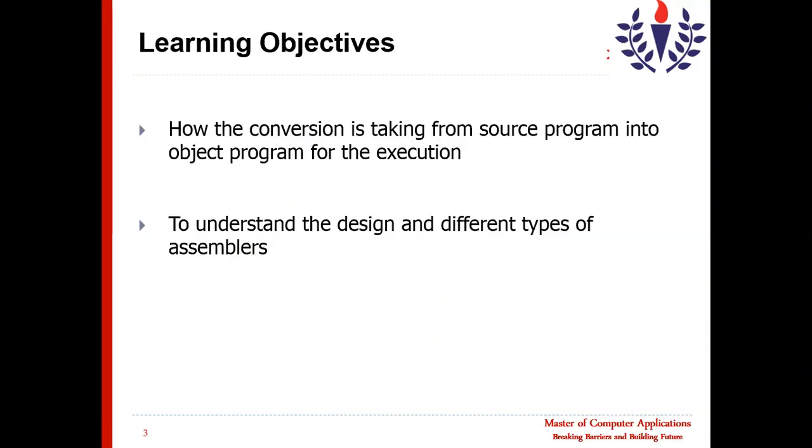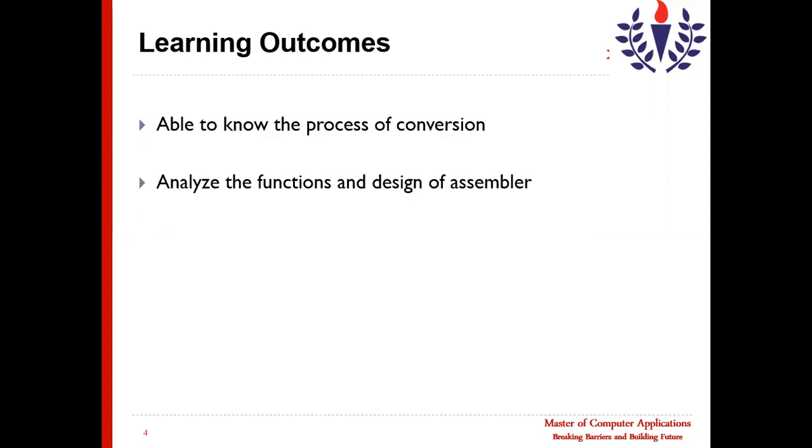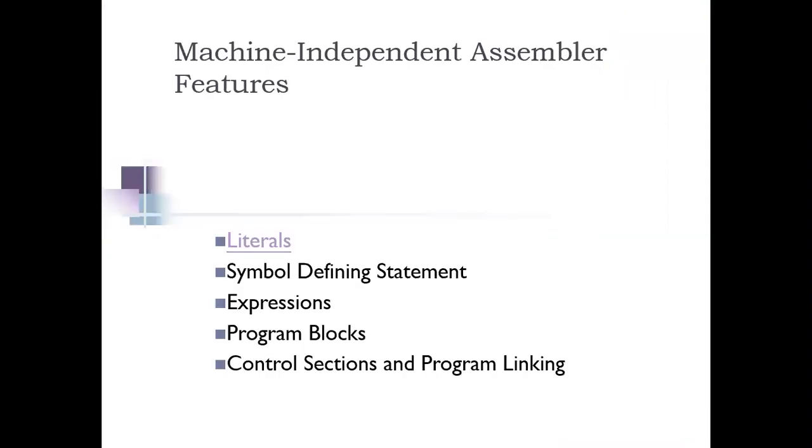So our learning objective will be: we will learn the features, and we will learn how the conversion is done, how our source program will be converted into an object program that will be ready for execution. Later on we will discuss the different designs available for assemblers. First we will discuss the features of machine independent assemblers.